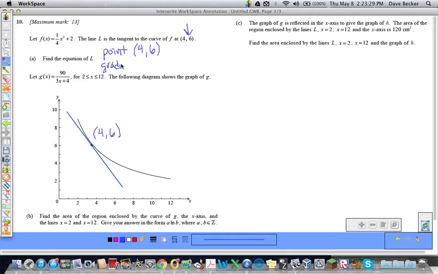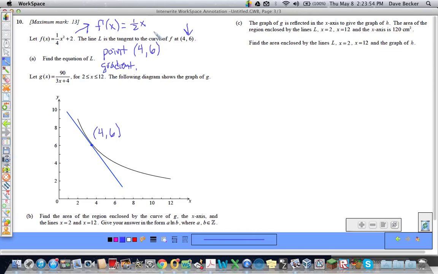How do we find the gradient? We take the derivative because the derivative gives us the gradient of the tangent to the curve, the slope of the tangent to the curve. And the derivative of f of x, some of you all took the integral. The derivative of 1/4 x squared is 2 times 1/4, which is 1/2. It's 1/2 x.